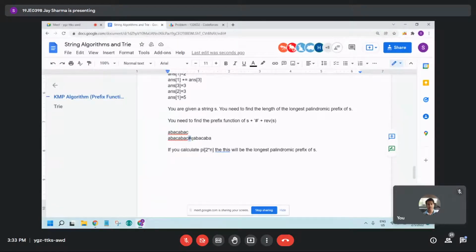ओके, सो ये पार्ट क्लियर है ना सबको. लेंथ ऑफ लॉन्गेस्ट पैलिंड्रोमिक प्रीफिक्स. और लॉन्गेस्ट ऑब्वियसली लॉन्गेस्ट बताएगा बिकॉज प्रीफिक्स फंक्शन में भी तुम्हें लॉन्गेस्ट ही बताता है. सो दिस विल गिव यू द लॉन्गेस्ट पैलिंड्रोमिक प्रीफिक्स आल्सो.